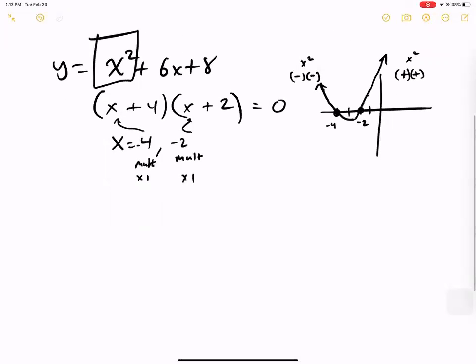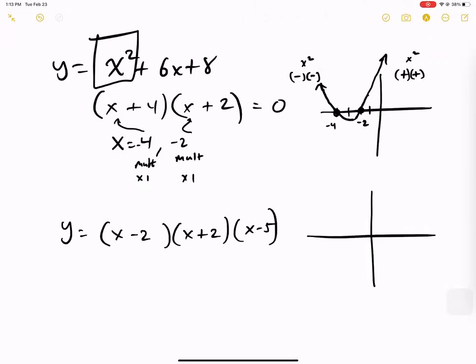We make the problem look a little harder. Y is equal to, I'm going to do a factored version this time, (x minus 2)(x plus 2)(x minus 5). What would this graph look like? I could multiply it together and give you this crazy polynomial.